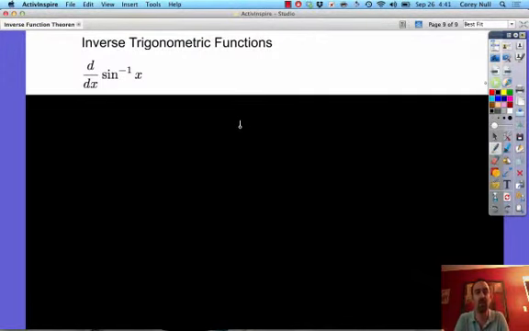Finally, we're going to talk about the derivative of inverse trigonometric functions. Now, these come up less often than others, but you do need to have a couple of these memorized, and they're some of the trickier ones we're going to come up with.